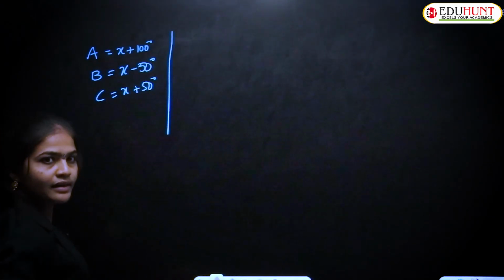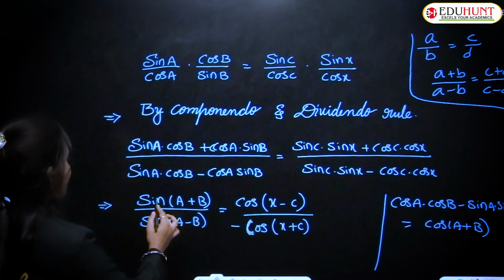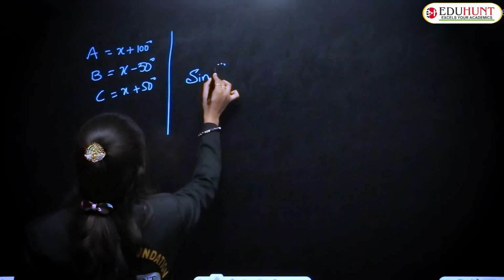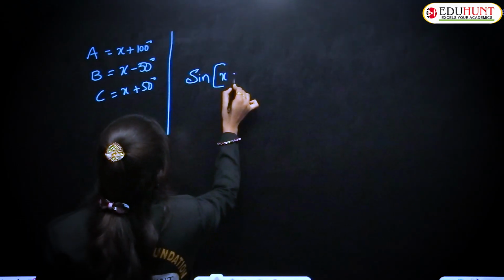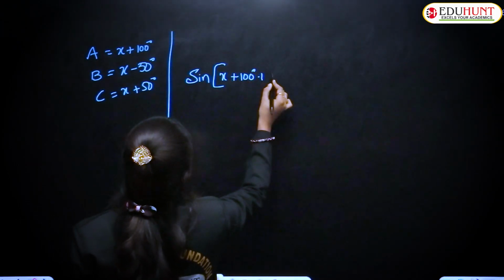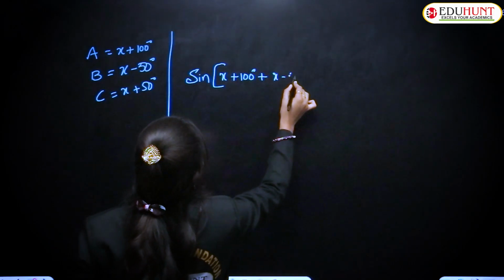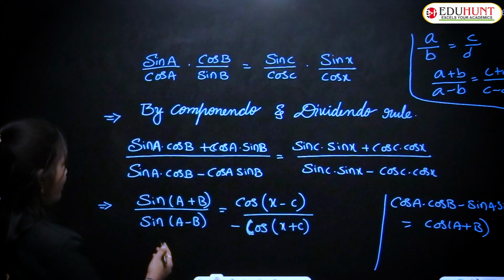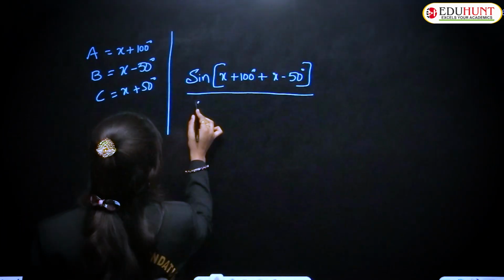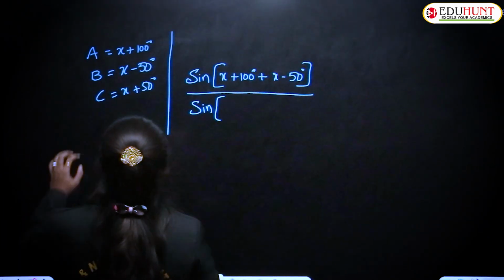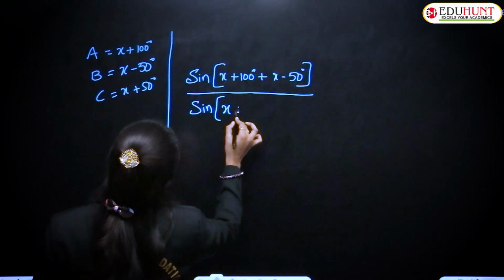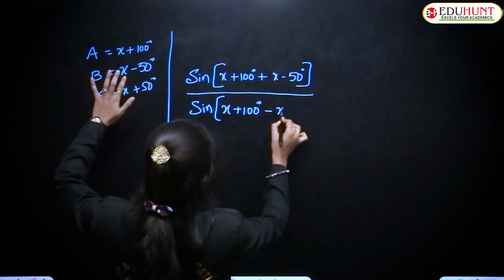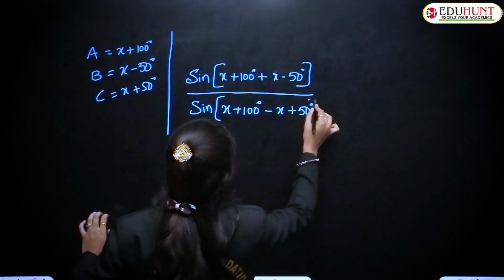Okay, so here what we got? So sin of a plus b. So sin of a plus b, how can we write that? Sin of a plus b, here a is x plus 100, so x minus 50 whole by sin of a plus b by sin of a minus b. So here a is equal to x plus 100 and b is equal to minus x plus 50 degrees.